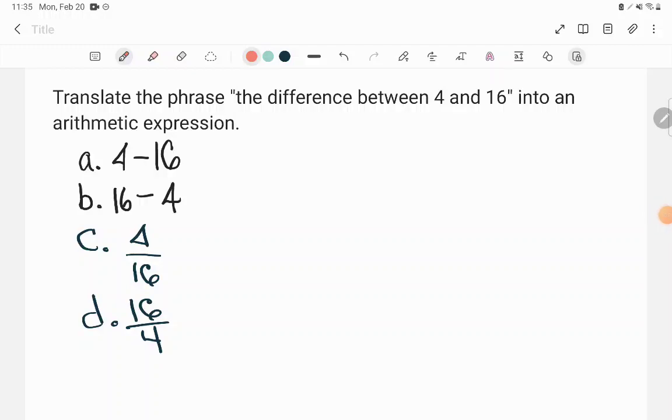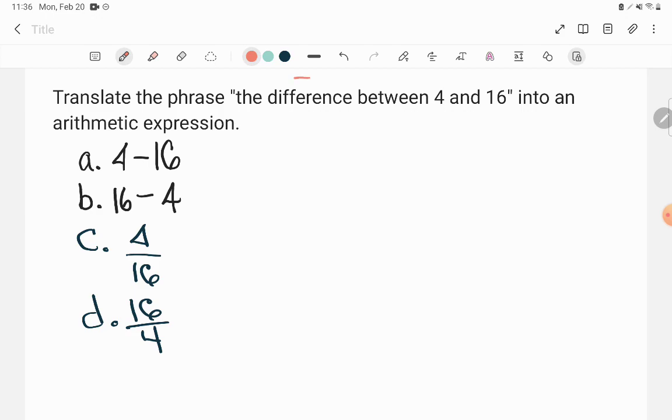Hey, GED students, let's look at a GED concept that is so often misunderstood, even by people who've watched a ton of my videos. So, the problem says: translate the phrase "the difference between 4 and 16" into an arithmetic expression.